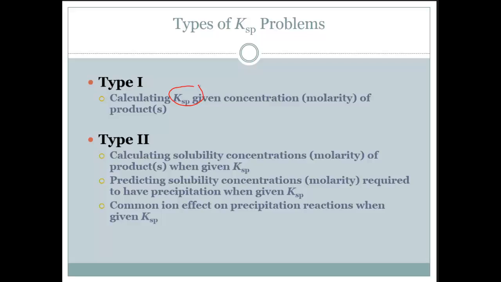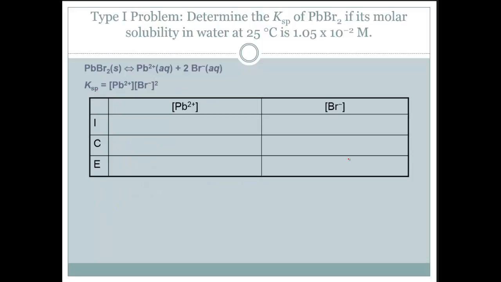The other type is when you're given the Ksp and you're trying to calculate either the concentrations, the molarity of the products, predicting the solubility, the concentrations and molarities required to have a precipitation, or the common ion effect on precipitation reactions when given the Ksp. So the first type is when you solve for the Ksp. The second type is when you're given the Ksp. So we're going to do a couple examples of these.